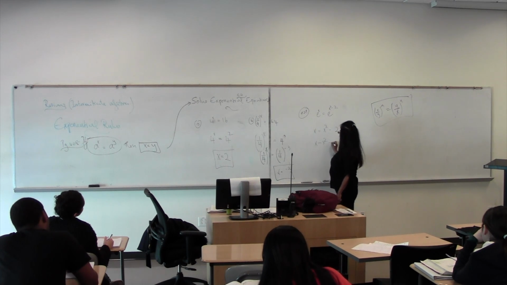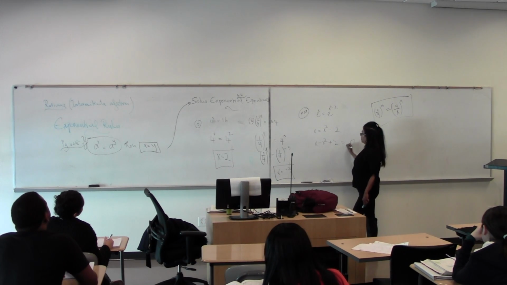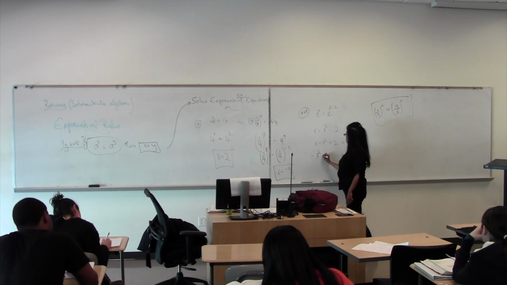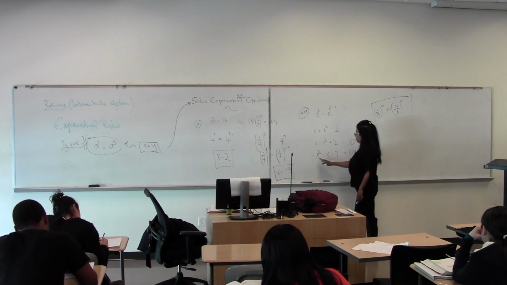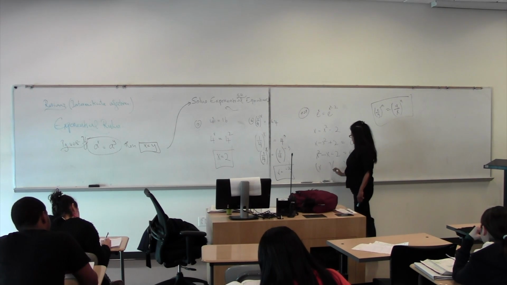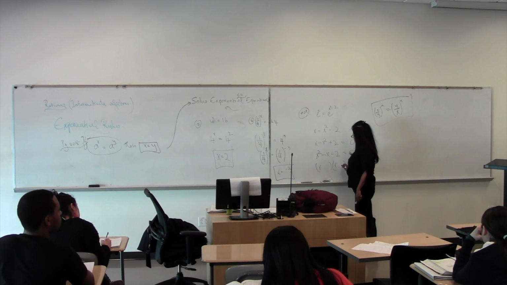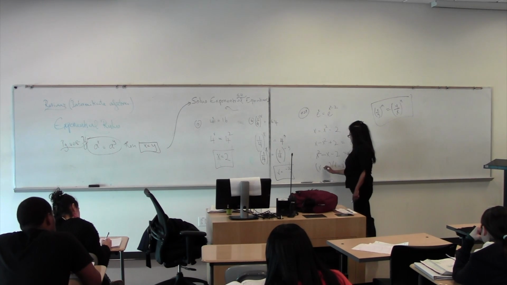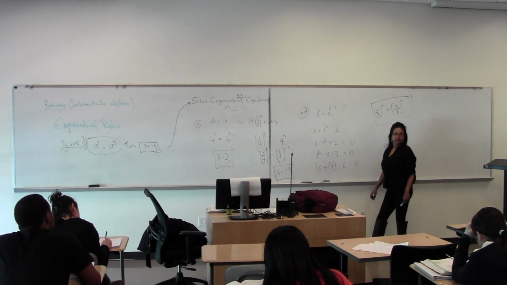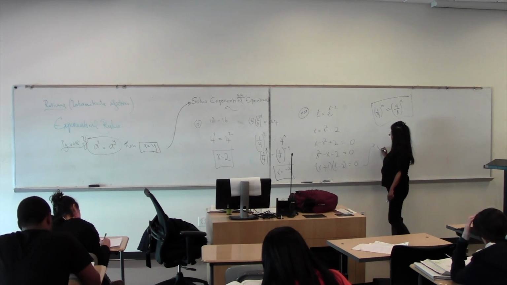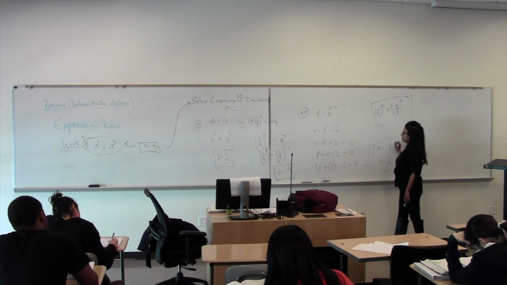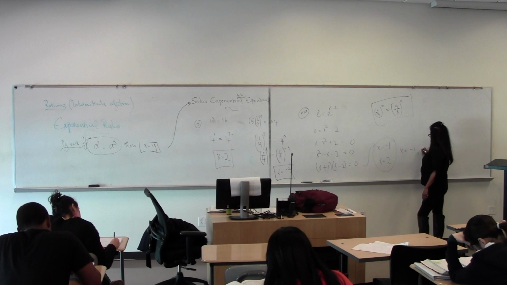x minus x squared plus 2 is equal to 0. Multiply everything by negative, so this is going to be x squared minus x minus 2 equal to 0. Can you factor this? Good? So what's the answer to this? x is equal to negative 1 and x is equal to positive 2. So 2 answers: x equals negative 1, positive 2.